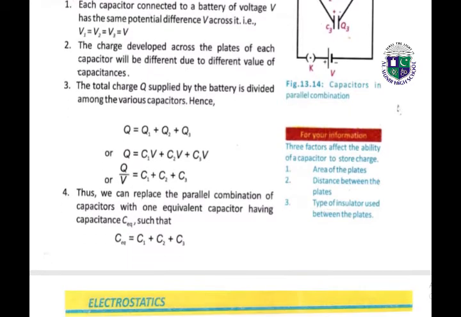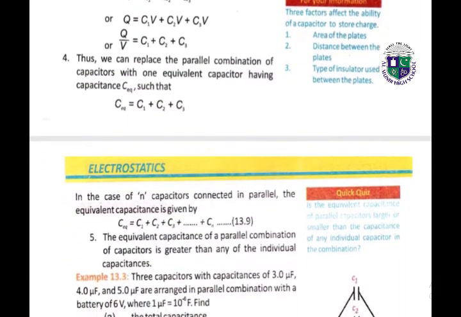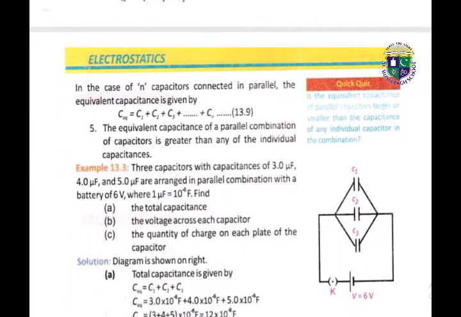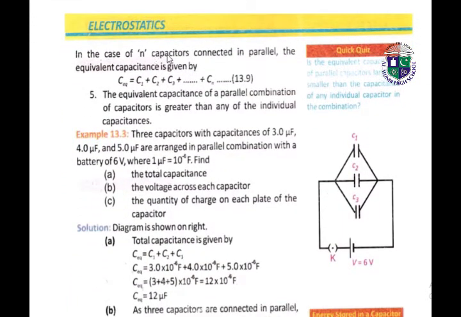Next, students, these are all the properties of parallel capacitors. The next property is, in case of n capacitors connected in parallel, the equivalent capacitance is given as C1 plus C2 plus C3 up to Cn. So it is our equation number 13.9. Number five characteristic is that the equivalent capacitance of a parallel combination of capacitors is greater than any of the individual capacitances.